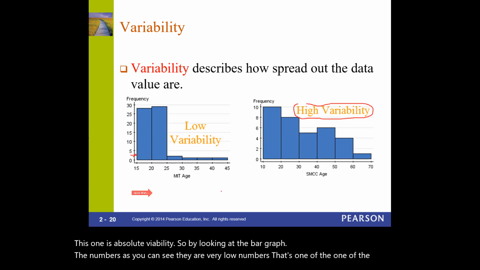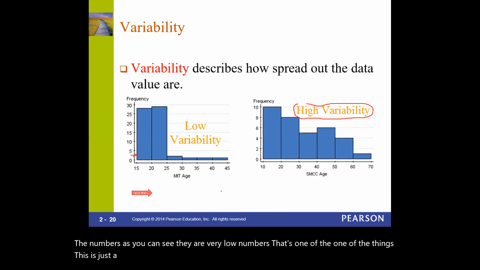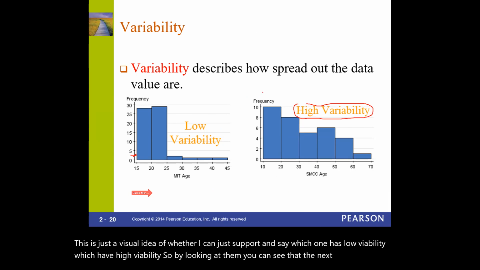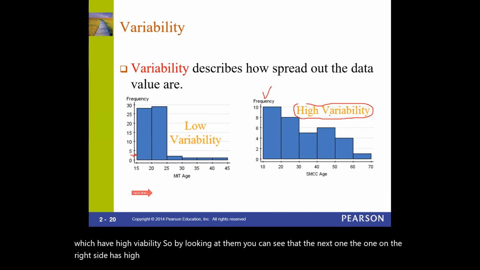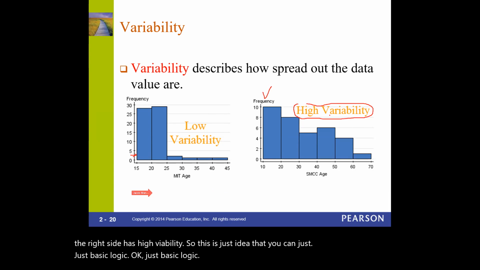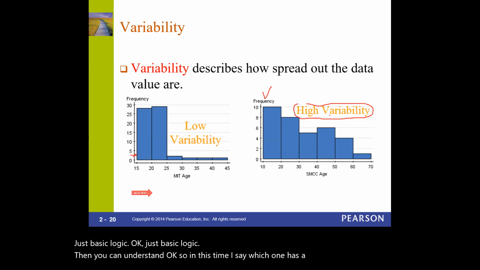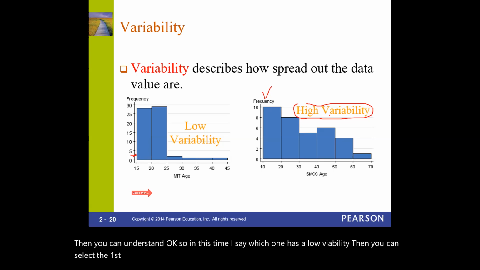This is just a visual idea of how I can put them and say which one has low variability and which one has high variability. By looking at them, you can see that the one on the right side has high variability. This is just basic logic, okay? Just basic logic. Then you can understand. So in the exam, if I say, which one has a low variability? Then you can select the first one compared to the next one.